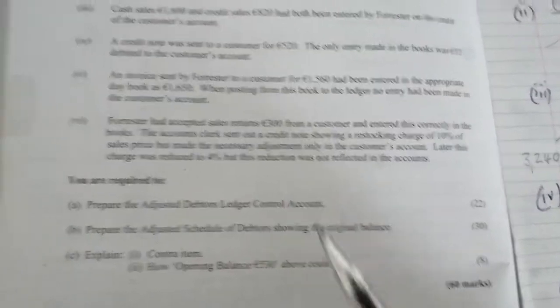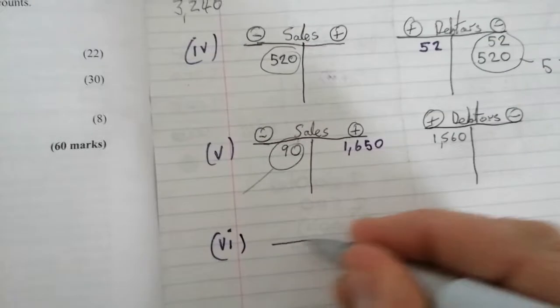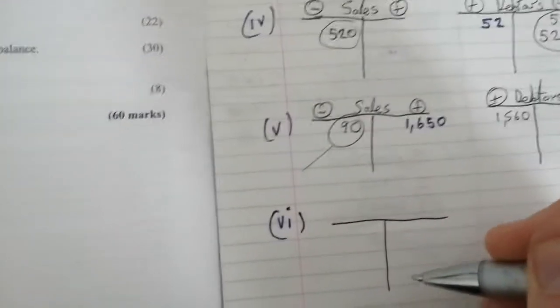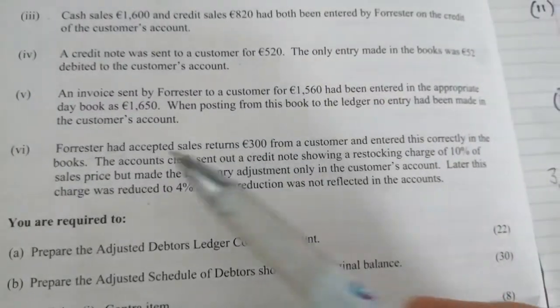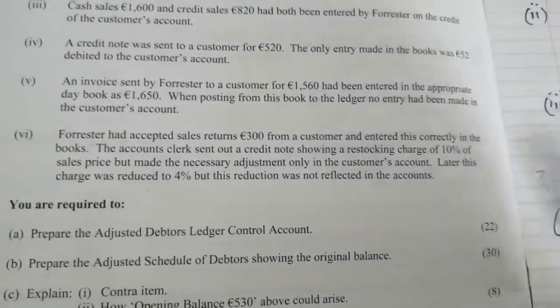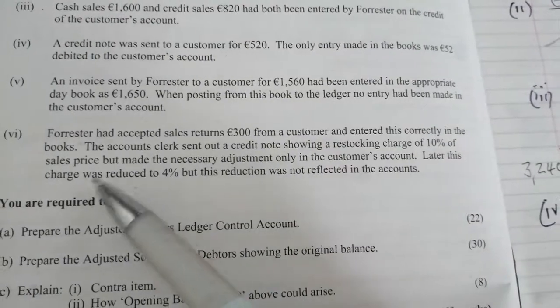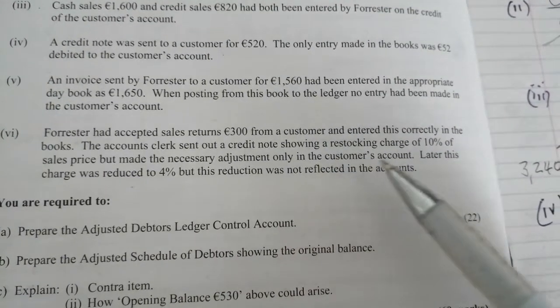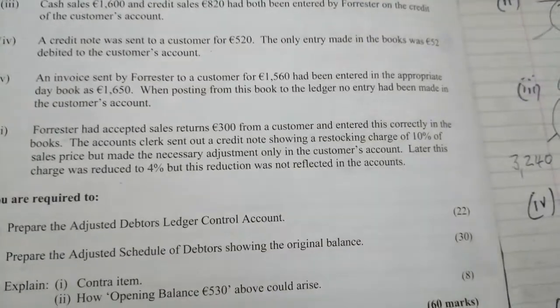So let's start with, I suppose, as we always have so far, the debtors control account. And that means any entries that we had in the general ledger. So let's see what it was. Accepted sales returns 300 from a customer, entered this correctly in the books. So that's fine. Our sales account is fine because the sales returns are entered correctly. The accounts clerk sent out a credit note showing a restocking charge of this, but made the necessary adjustment only in the customer's account. So didn't make the adjustment in the general ledger.